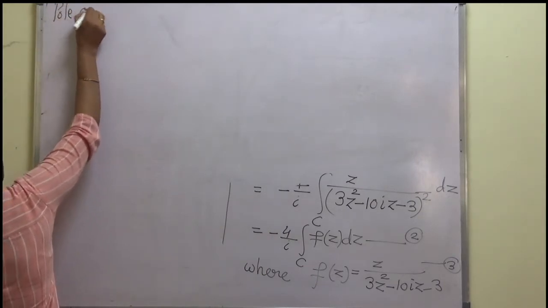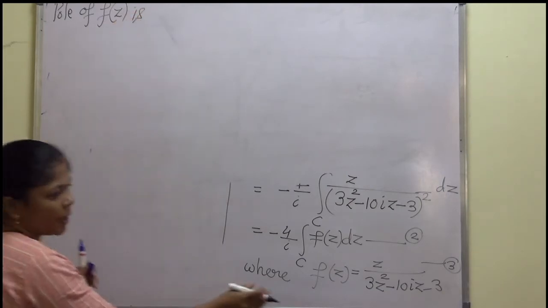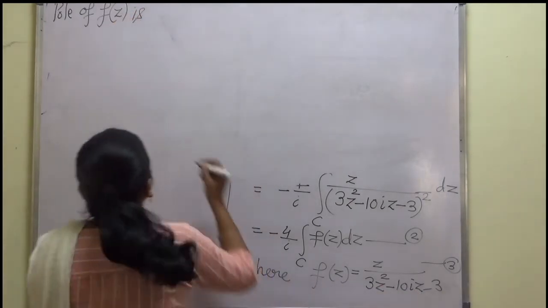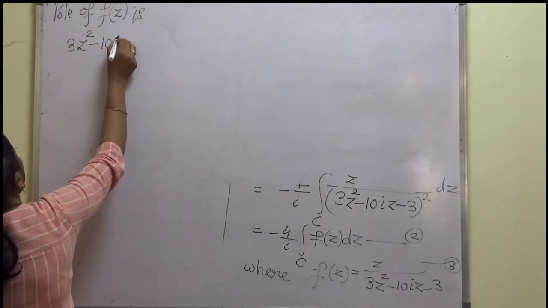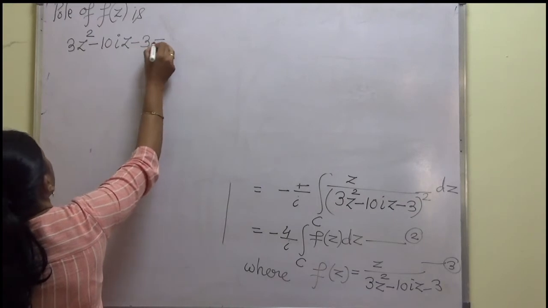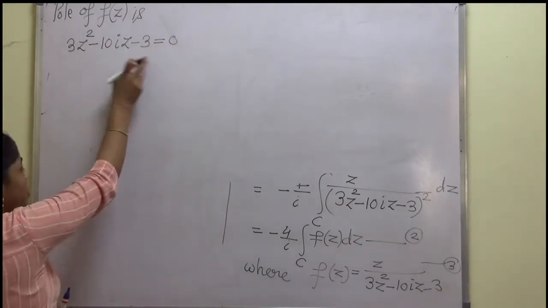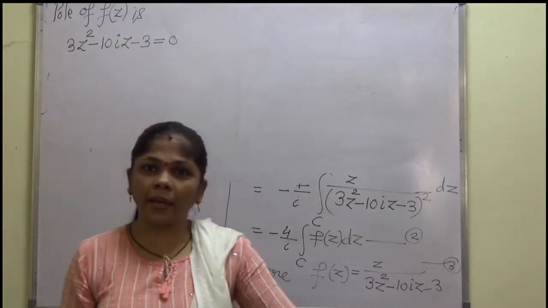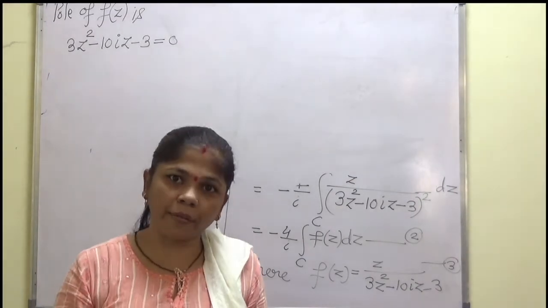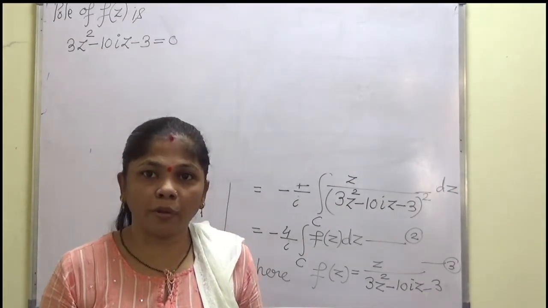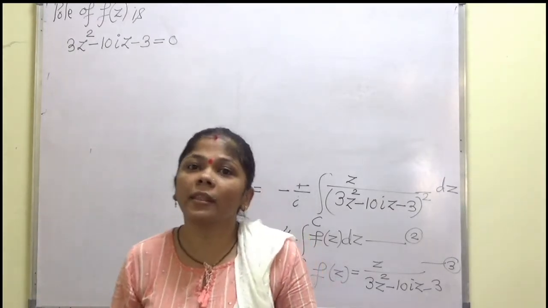Pole of f of z is: equate the denominator of this f of z to 0. So that is 3z square minus 10iz minus 3 equal to 0. Now this is a quadratic equation. So as I told you, you can apply the formula minus b plus minus under root of, or you can factorize this, or you can make use of the calculator. But in this particular example, you will not get the answer with the help of the calculator.